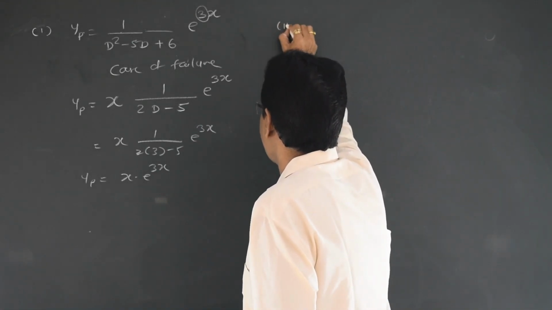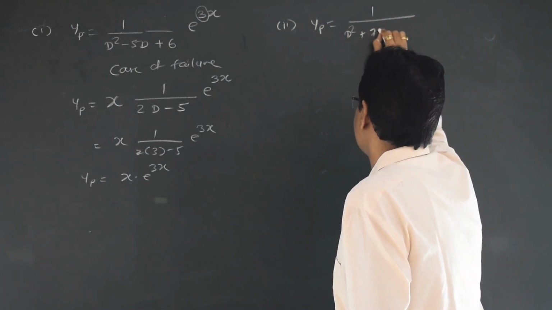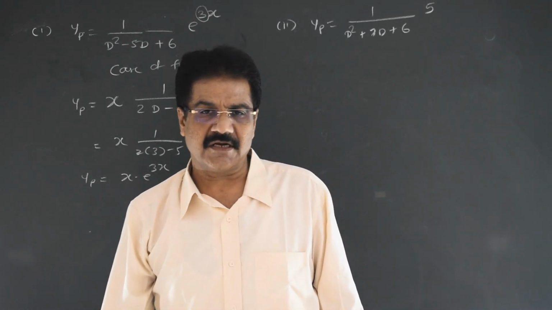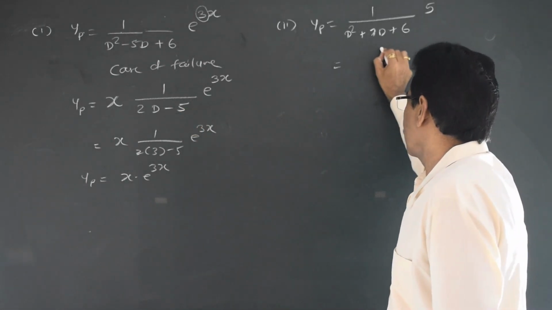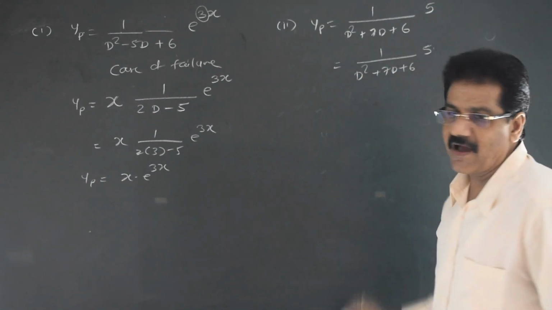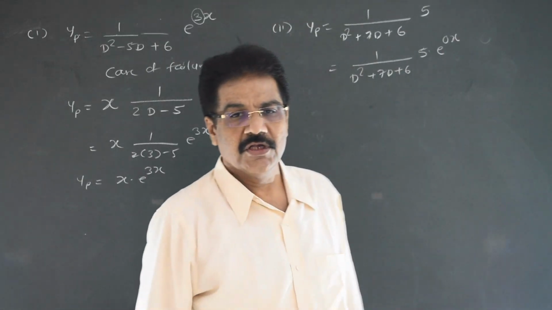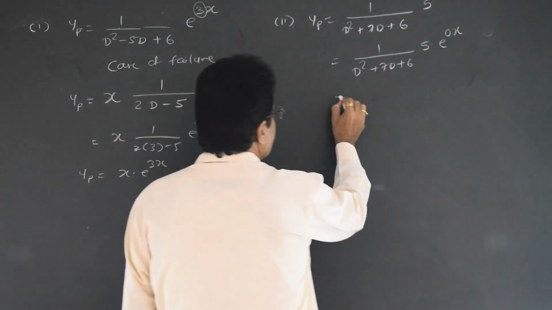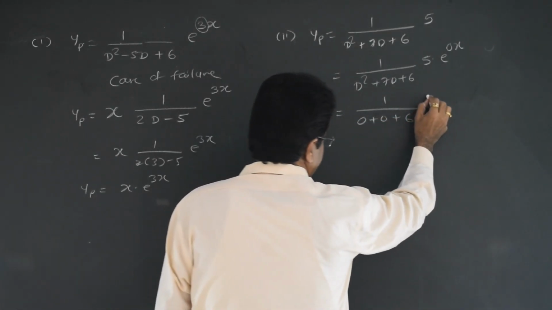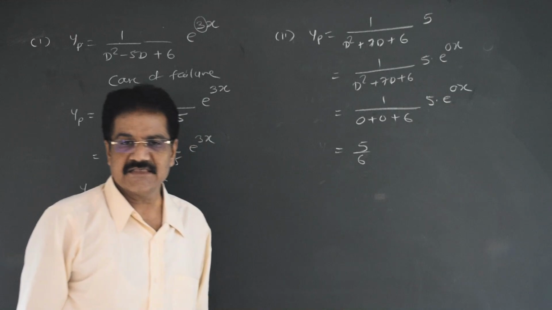Let us take one more application here. If yp is equal to 1 upon d square plus 7d plus 6, of 5. 5 means it's a constant term. So if it is a constant term, how do we write it? I already explained this concept to you. Whenever a constant term is present, we have to multiply it by 1, and 1 means e raised to 0x. Now the value of a is equal to 0. So you just have to replace this d by 0. So if you replace this d by 0, we get 0 plus 0 plus 6 as it is, 5 into e raised to 0x, and therefore we get the final answer as 5 by 6.